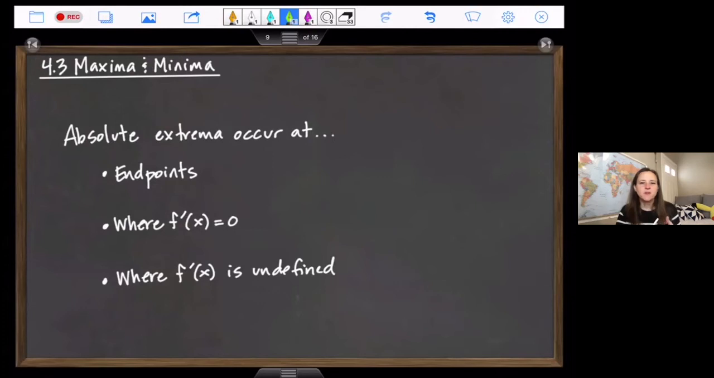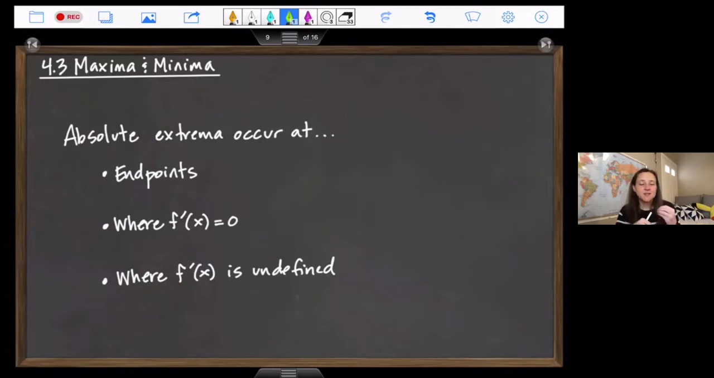In the last video, we found that absolute extrema, that is absolute maximums and minimums, happen either at the endpoints of an interval or where the derivative is 0 or undefined. And so these are the places that we're going to go looking whenever we get together on Zoom again for absolute maximums and absolute minimums.